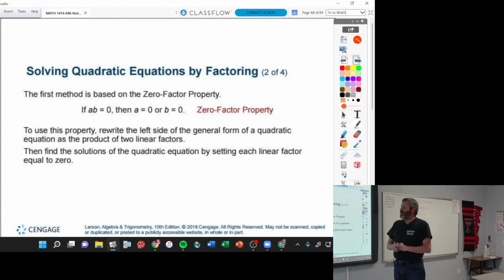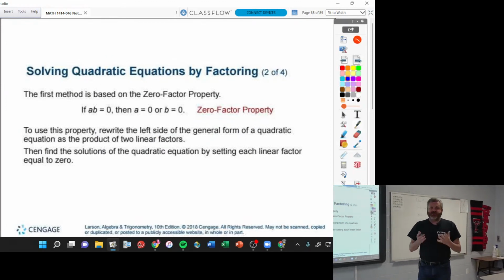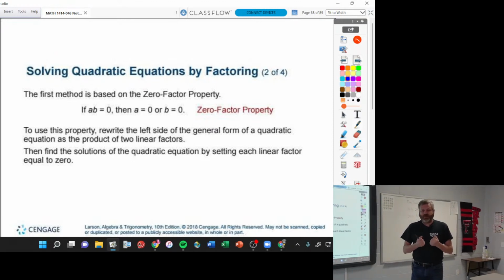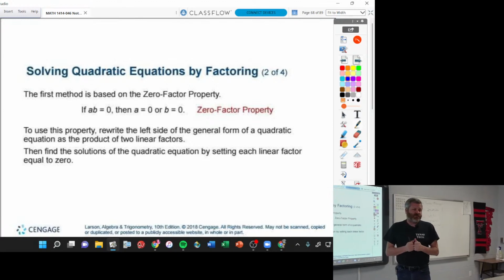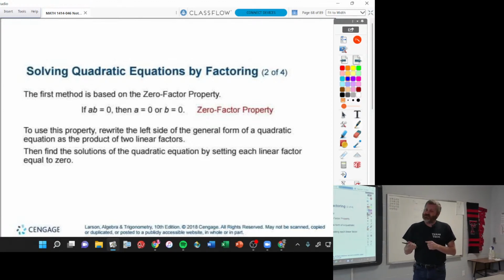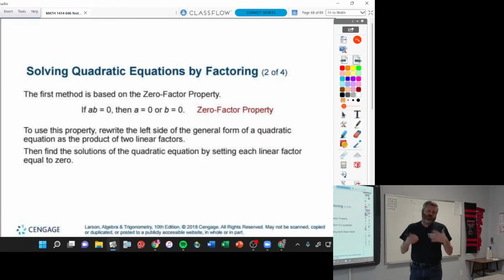First of all, let's talk about the zero factor property. If I have two numbers, a and b, and I multiply a and b together and get 0, one of two things must be true. Either a is 0 or b is 0, or maybe even they're both 0. So the only way to multiply factors together and get 0 is if one of those factors happens to be 0.